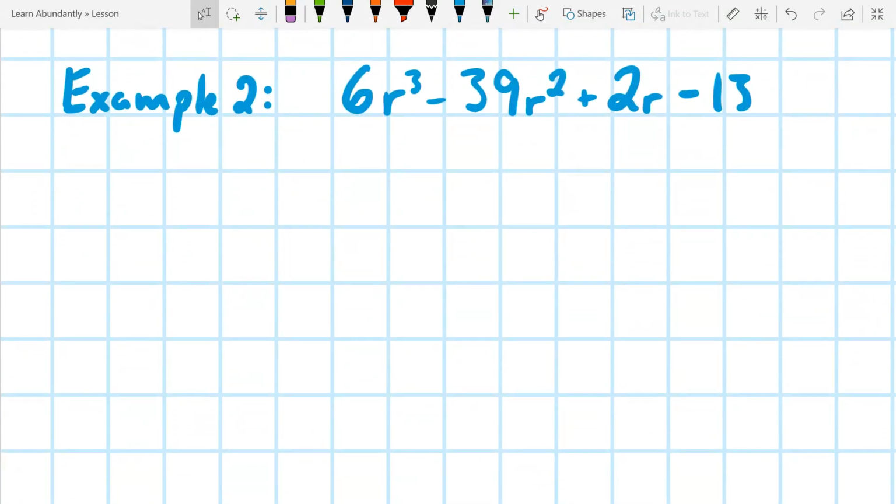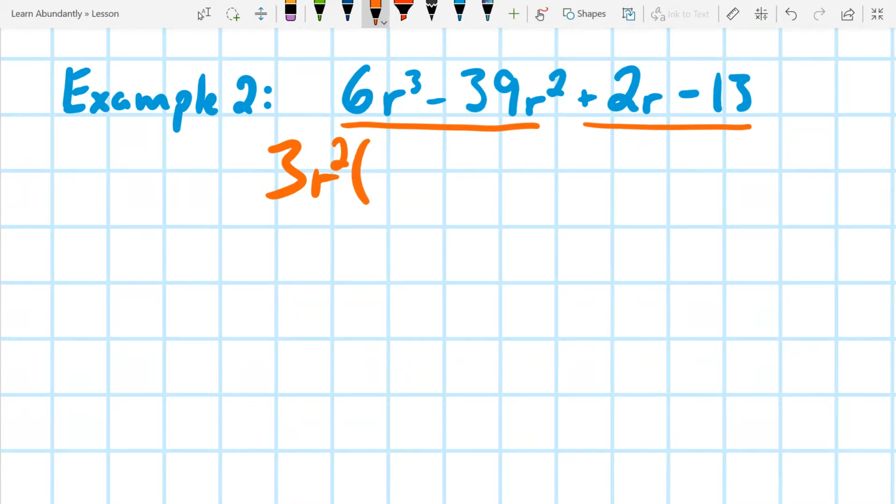Let's take a look at this one. I'm going to do the same thing. I'm going to underline the first 2, underline the second 2. I can take an r squared, but let's do the numbers first on this first pair. I can take a 6 out. No, 6 doesn't go into 39, but 3 does. So 3 and r squared leaves me with 2r minus 13.